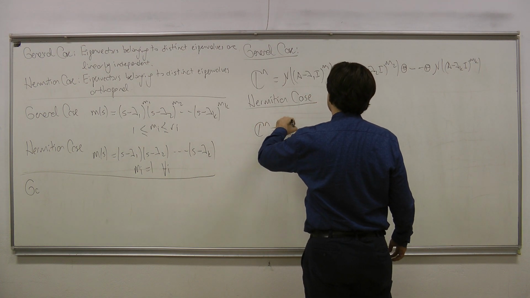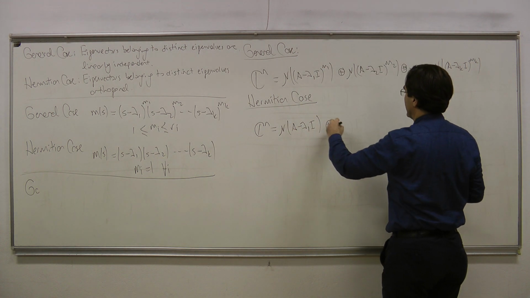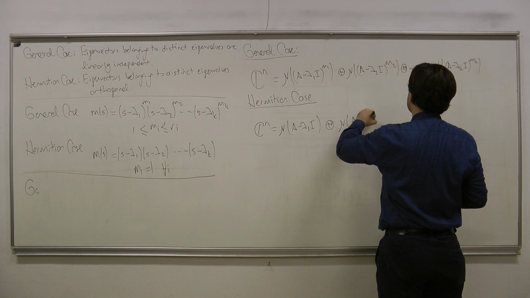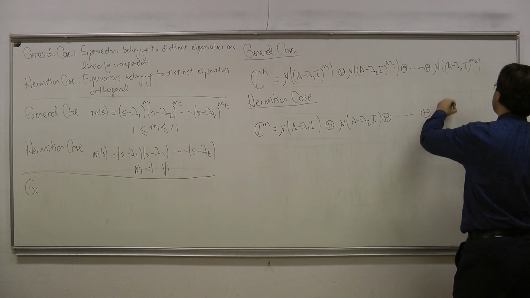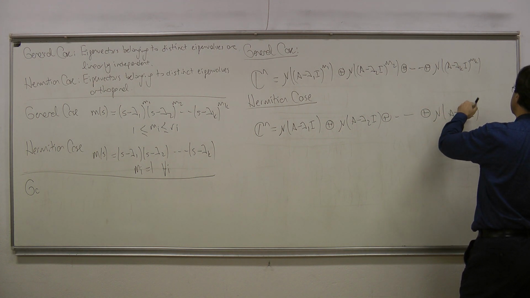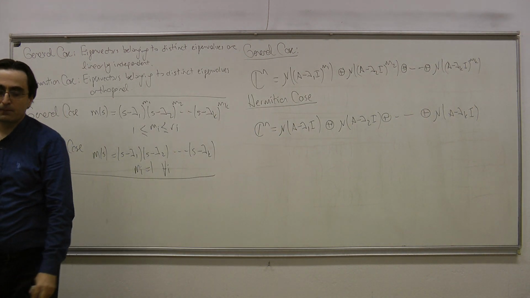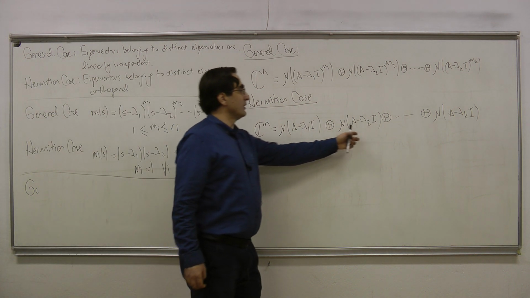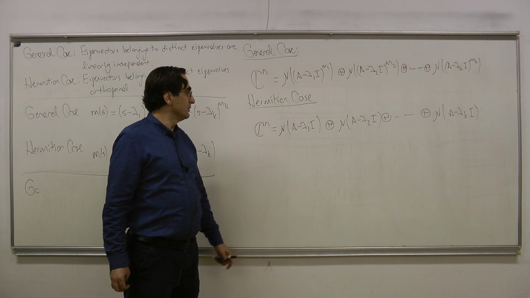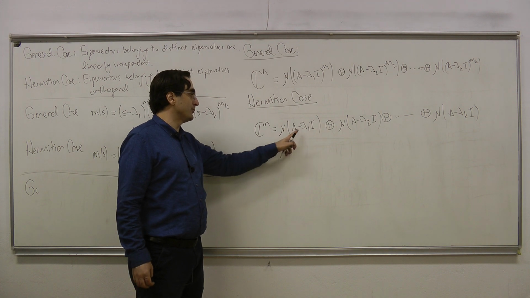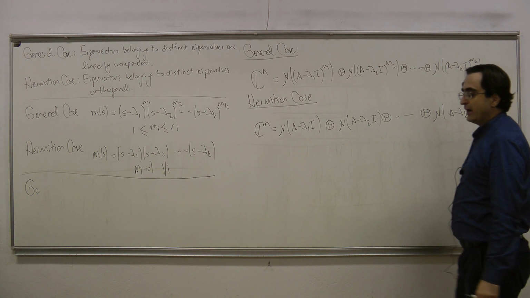Cn is the null space of A minus lambda 1 identity, power 1, m1 is 1, null space of A minus lambda 2 identity, power 1, m2 is 1, and the null space of A minus lambda k identity, with the power 1. This is the Hermitian case. So these are the largest null spaces in that case. If these are the largest, these are eigenspaces as well. So I have the eigenspace for the first eigenvalue, eigenspace for the second eigenvalue, and eigenspace for the kth eigenvalue.